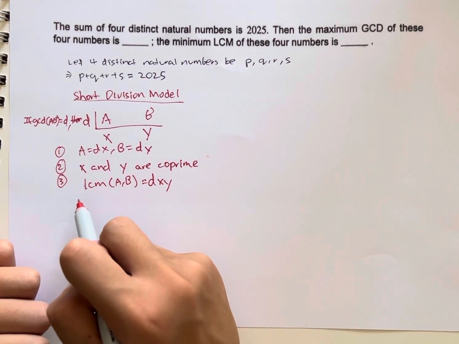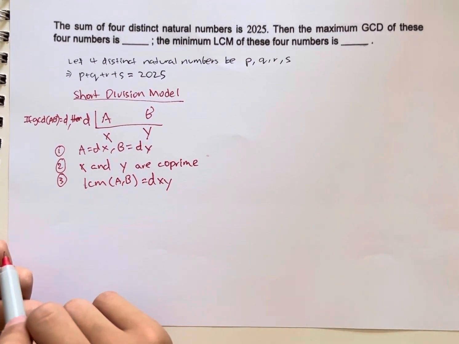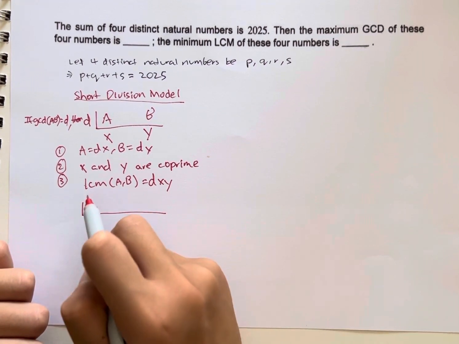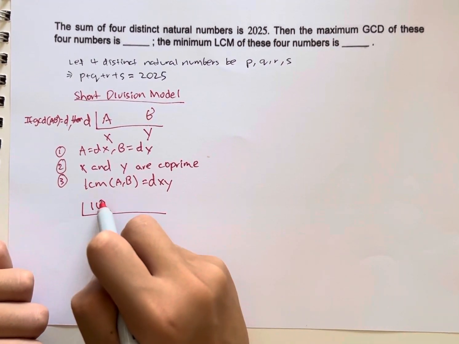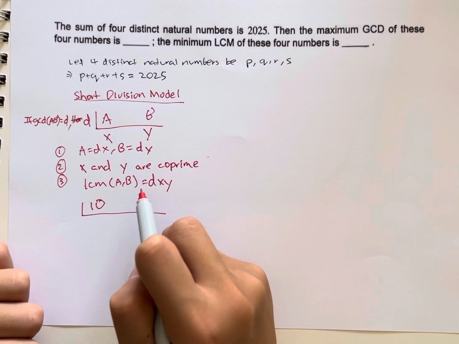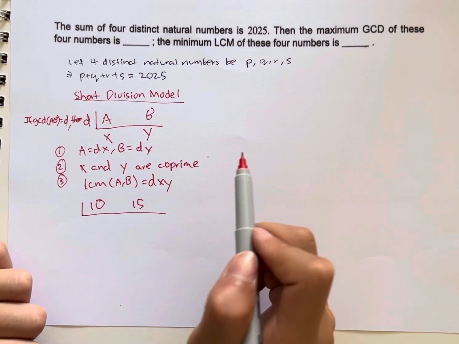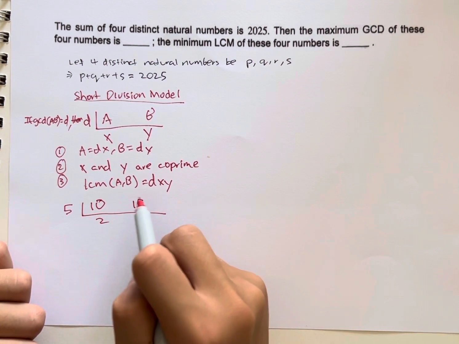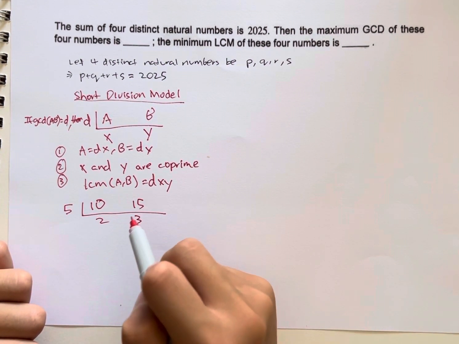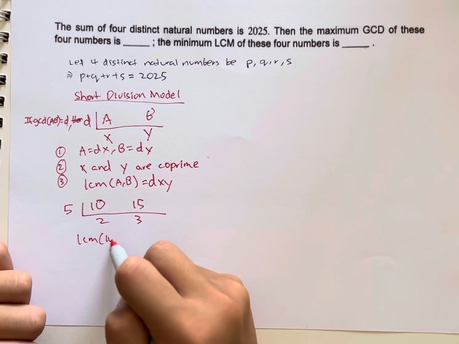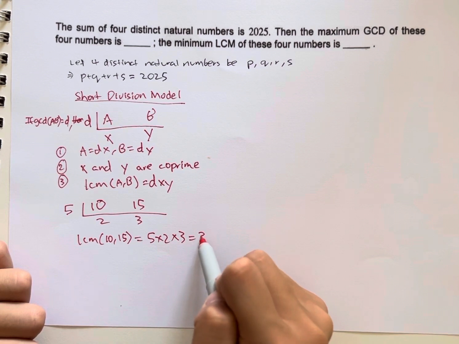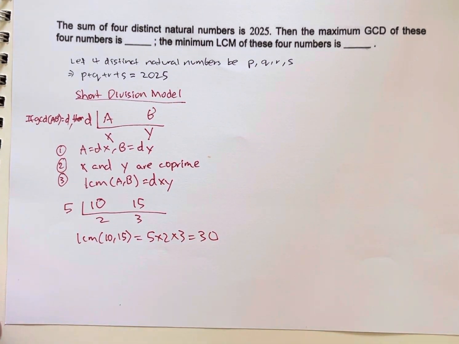For example, we can apply this short division model on 2 numbers. Let's have them be 10 and 15. Then d will equal 5. 10 equals 5 times 2. 15 equals 5 times 3. LCM(10, 15) equals 5 times 2 times 3 equals 30. And this is true. So using this, we can solve this problem.